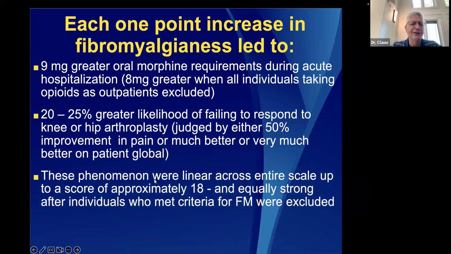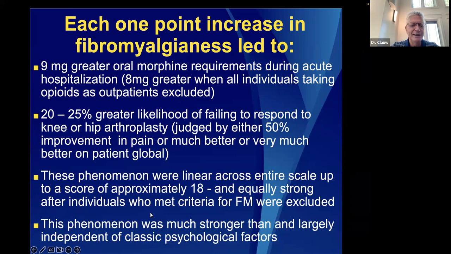And these phenomena were linear. Going back to what I was saying, don't think of fibromyalgia as being yes or no. The higher the fibromyalgia score, the less likely people were to respond to that knee or hip replacement surgery with an improvement in pain. And the higher their fibromyalgia score, the more opioids they needed in the first 24 to 48 hours after the surgery to control their pain. Because again, when someone has this kind of pain, we actually think that the body's own internal or endogenous opioid system is participating in causing this kind of pain. So giving these people an opioid is a particularly bad idea.